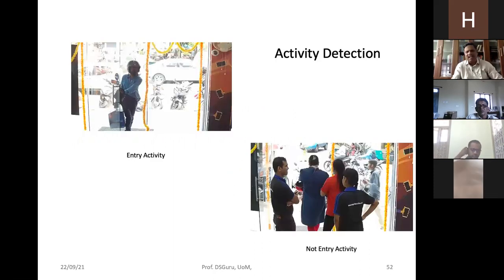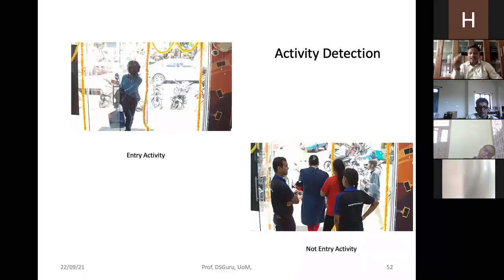So this is activity detection. Look at the first picture. You would say that somebody is entering the office. Okay, glass door. There are vehicles parked outside. So this person is entering the shop. But then look at the second one. The people are exiting the shop. Right? How do I differentiate these two activities? Very challenging for us, right?